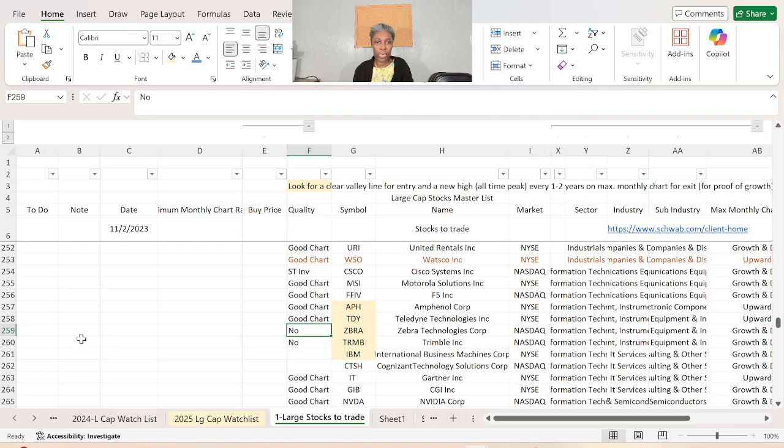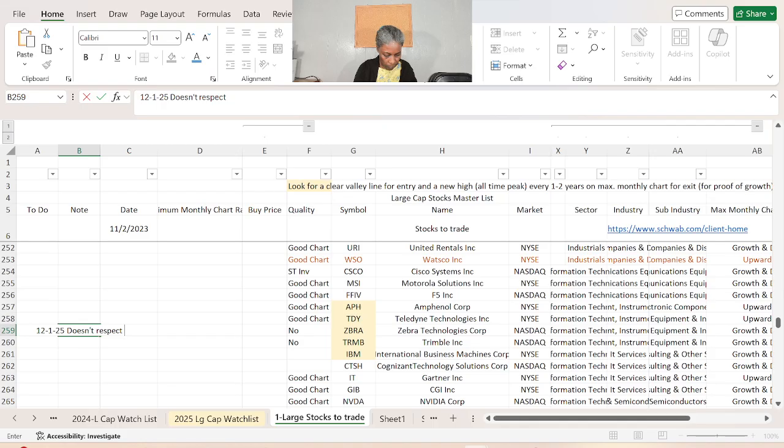And maybe what we can add here is that it doesn't respect its valley, nor its peak.